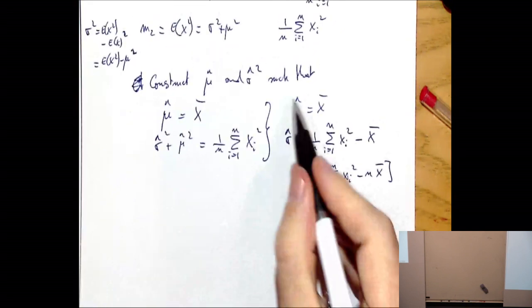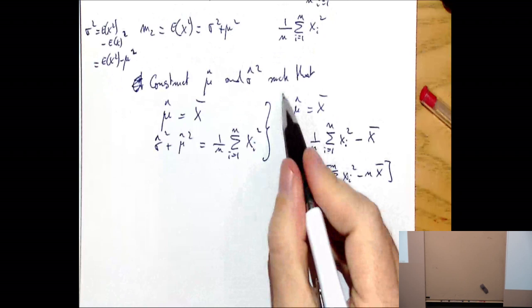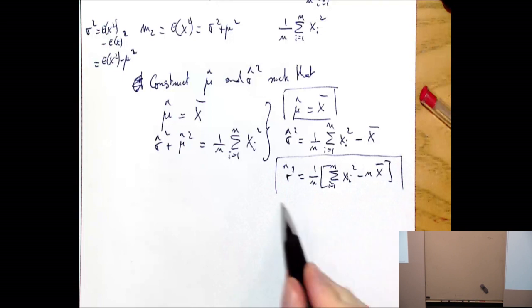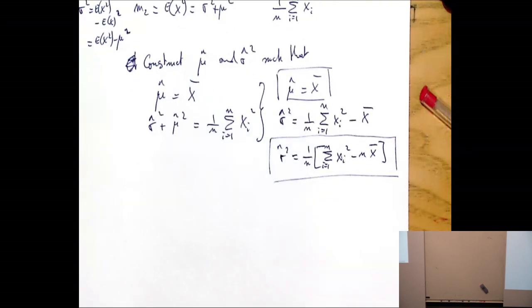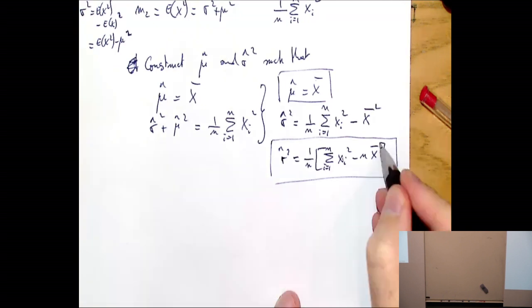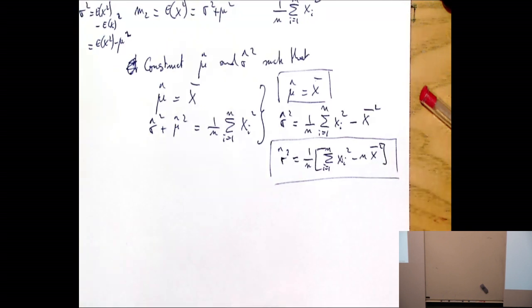Okay, so this would be my method of moment estimator of sigma hat square, and this would be the method of moment estimator of the variance, right? And so here again, if you have data x1 to xn, you can compute those quantities here and get an estimate of mu and sigma square. Yes? Why is it minus the sample mean and not minus the sample mean squared? You're right, square. Good. Okay?